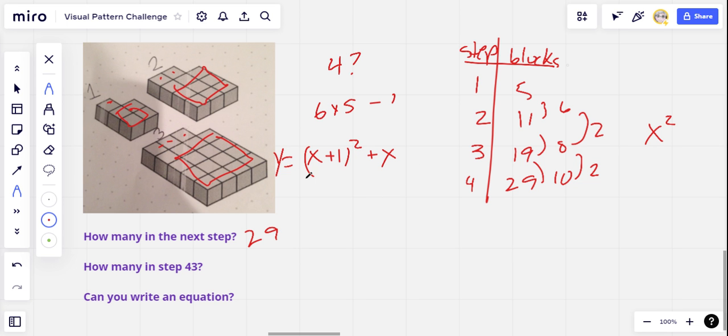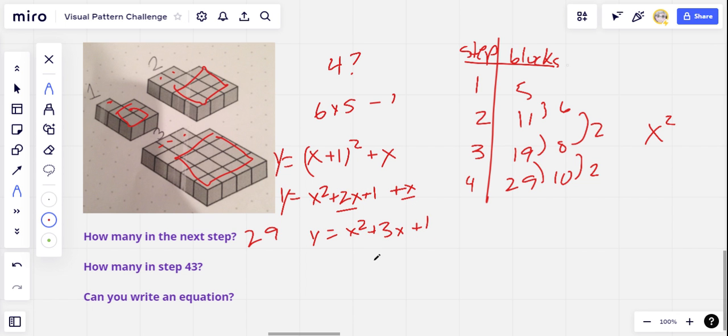I think I'm going to FOIL this out and combine like terms to simplify it a little bit though. So foiling this, I would get x squared plus 2x plus 1, and then we have this plus x. And combining these like terms, I would get x squared plus 3x plus 1. Okay. So that's the equation.